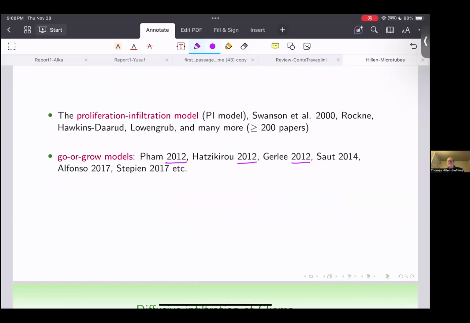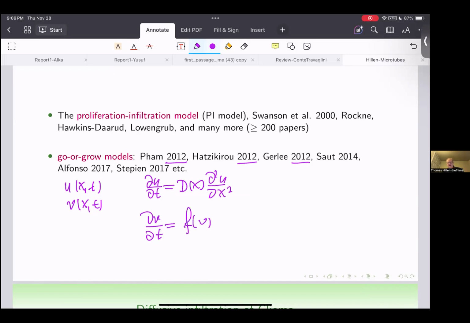And here the idea is you split the cells into two parts. You have an invading component, which is the go component, and you have a growing compartment, which does proliferation. So you have two populations, one for go and the other for grow, and then we have these equations here. This is the diffusing compartment, d squared u dx squared, and then we have dv dt equals f of v. And then they are coupled.